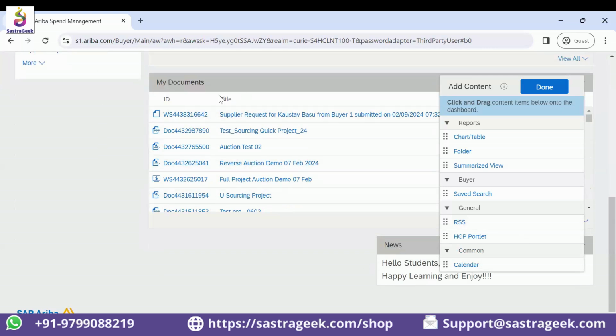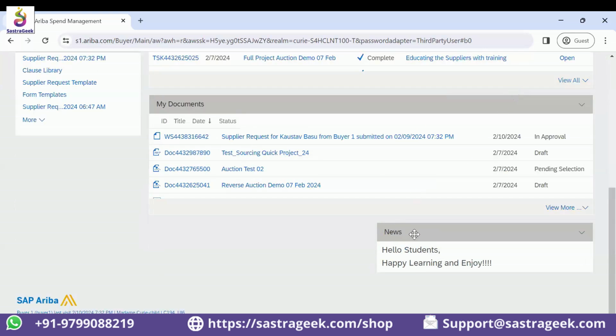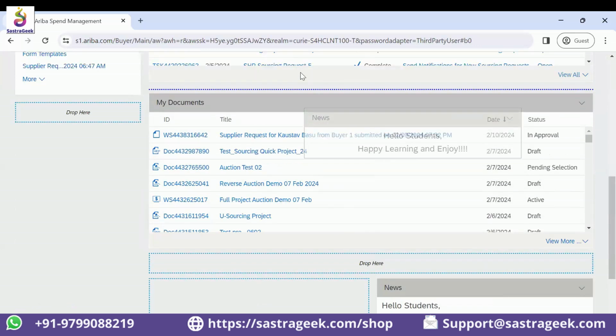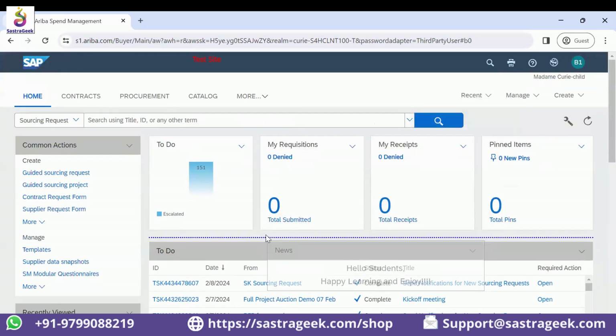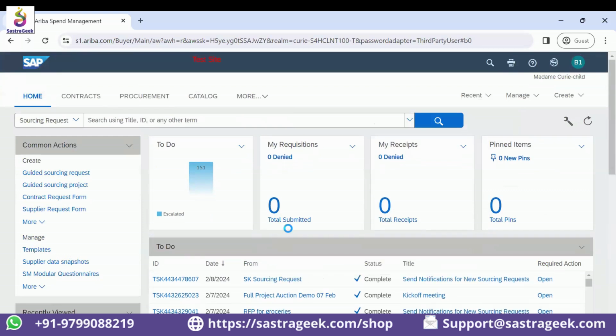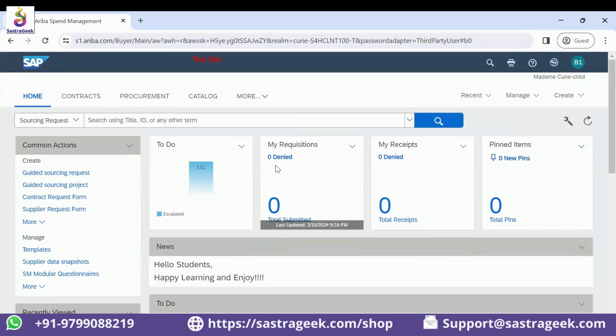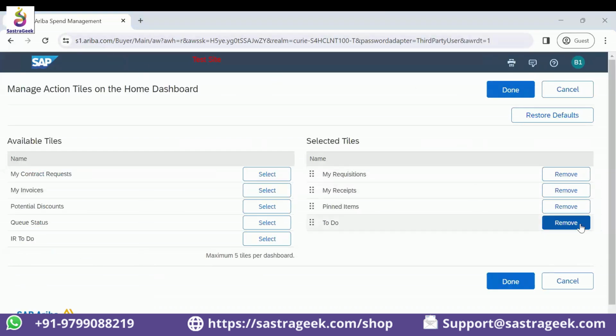I can drag and drop and put it in any of the common places. I'm just clicking done. Now I can drag this news, since I want it to be at the top. I can go here and place it under tiles, so news will be coming here. Under the tiles, if I want to add additional tiles, I can go here and manage all tiles. So here, these are the tiles.